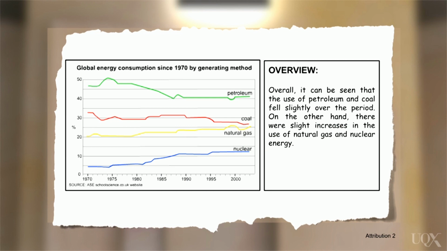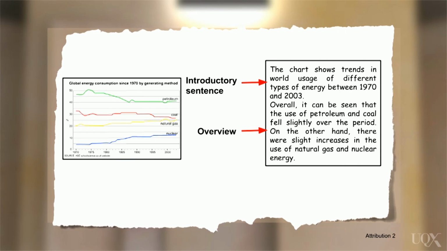Now, if we added an introductory sentence, the beginning of the answer would be like this. As you can see, the beginning of this sample answer begins with an introductory sentence to introduce the topic of the graph, followed by a clear overview.